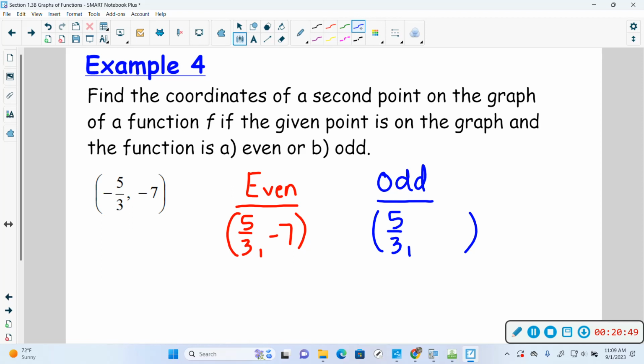For odd functions, remember, opposite. You get the opposite value out. What's the opposite of -7? 7. So easy. You just have to be super conscientious of the positives and negatives. That's it. That's all it is. You're done. You got it.